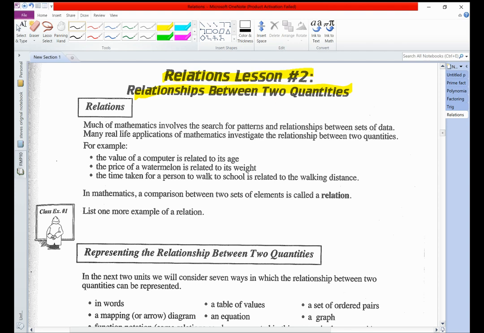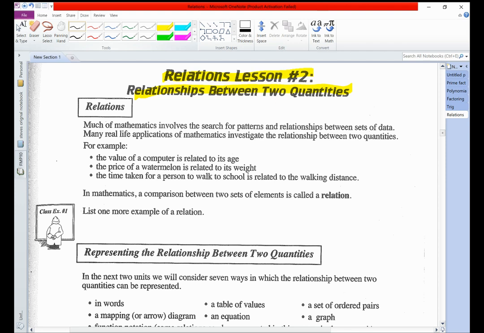So it says, much of mathematics involves the search for patterns and relationships between sets of data. Many real-life applications of math investigate the relationship between two quantities. So we're going to start seeing a lot of this throughout the rest of the course, and basically through the rest of Pre-Calc 11 and Pre-Calc 12.